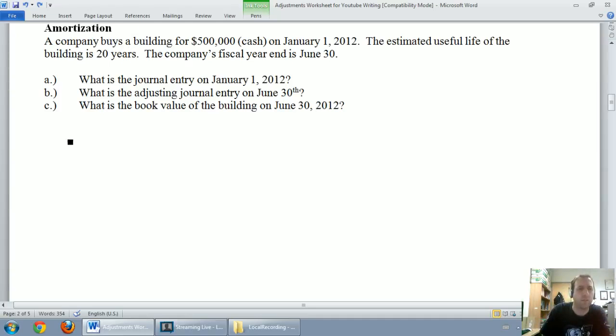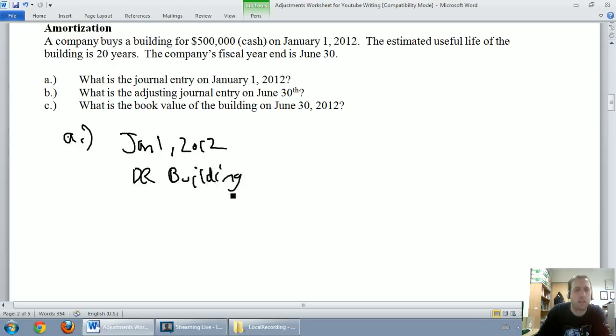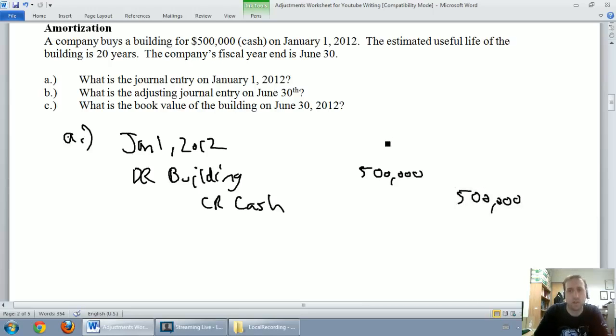It's a basic transaction. Part A, we bought a building for cash on January 1st, 2012. That's a lot of cash. Often there'll be a mortgage payable or something. Anyway, January 1st, 2012, we bought a building for cash. Building's an asset. It's going up. We have more assets today than we had yesterday. Debit building, and of course cash is an asset that's going down. To make an asset go down, you credit it. So we're going to debit building for $500,000, and we're going to credit cash for the same. I forgot to put my headings up here. Debit and credit.